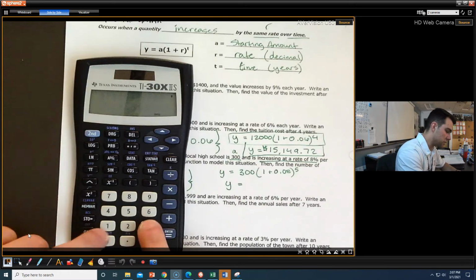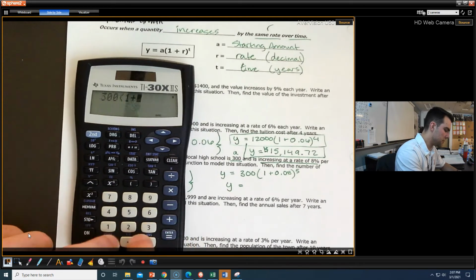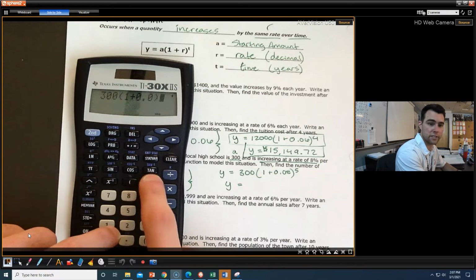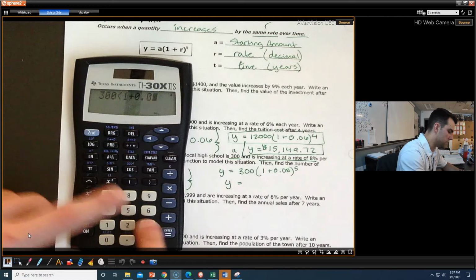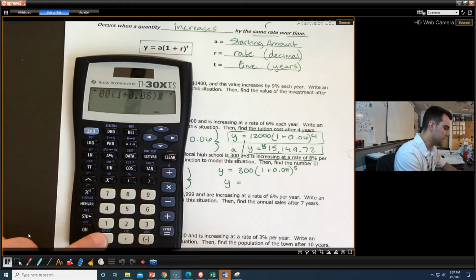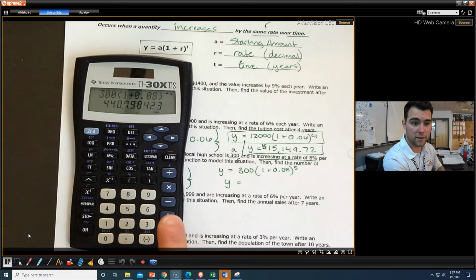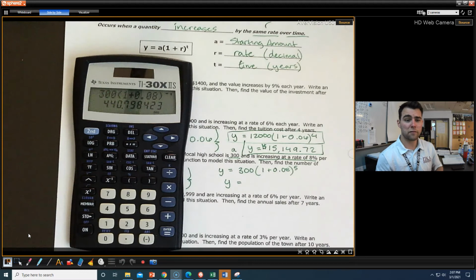So let's see. We're starting out with 300. It's increasing by a rate of 0.08 every single year. Oops, did I type that in right? Good. And then it's going to be after 5 years. We're predicting how many student athletes we are going to have? Apparently 440.798.